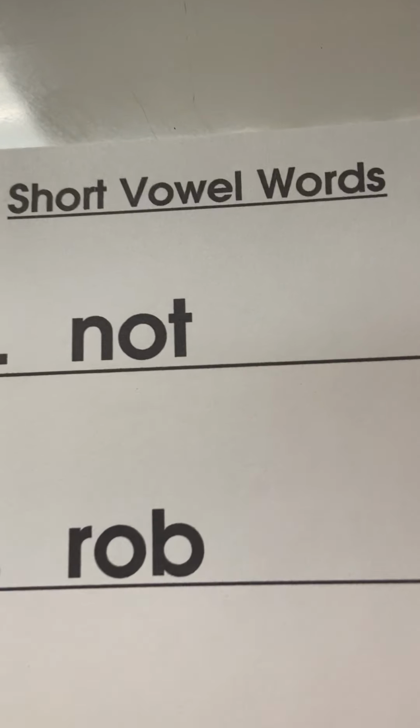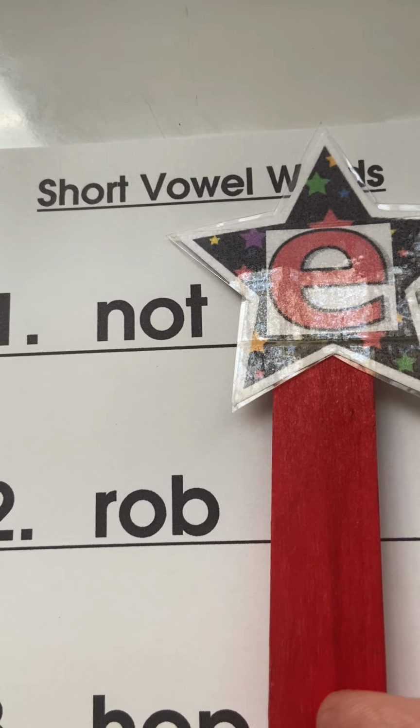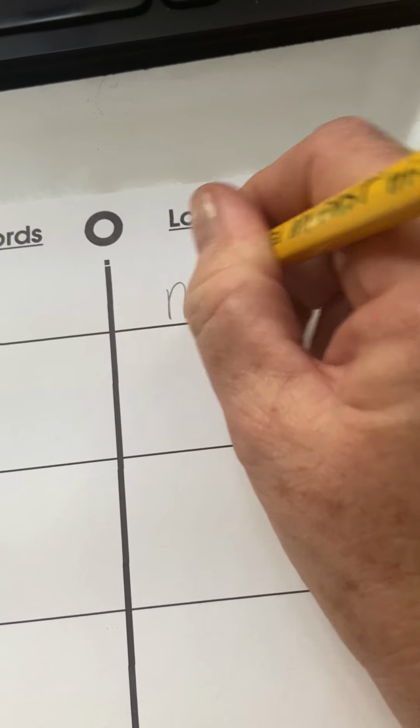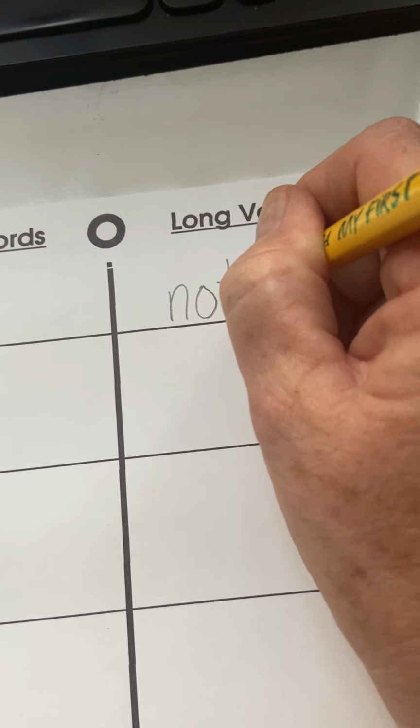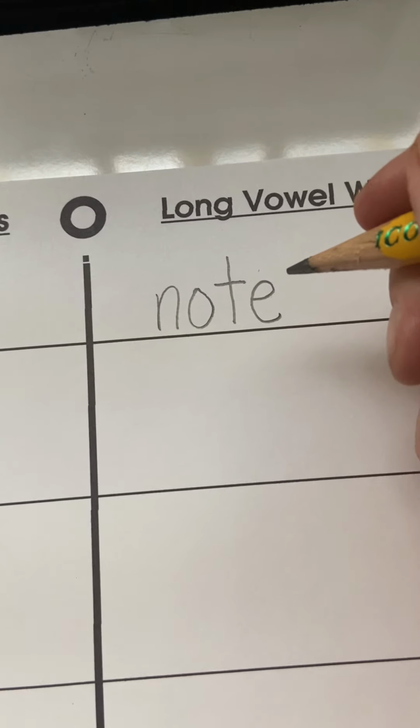So let's sound out this word, not. What if we put a silent E on it? It's going to make the O say its name. So now we're going to have note. If you get a piece of paper, you can just fold it in half, draw a line down the middle, and put the short vowel here, and the long vowel here.